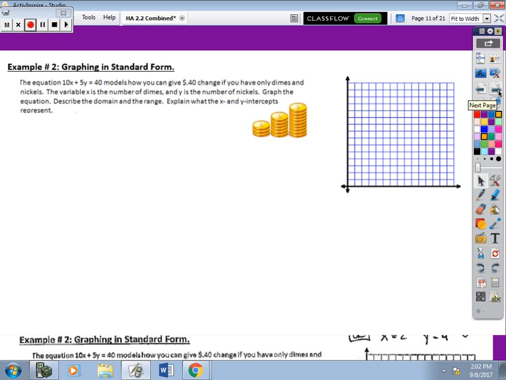So this one gives us an equation, 10x plus 5y equals 40. It models how you can give 40 cents change if you have only dimes and nickels. The variable x is the number of dimes, so when they tell you x is the number of dimes on your graph, on the x-axis, you're going to label this number of dimes. Anytime it's a word problem and not just a graph, you have to label everything. Y is the number of nickels, so this is my y-axis.